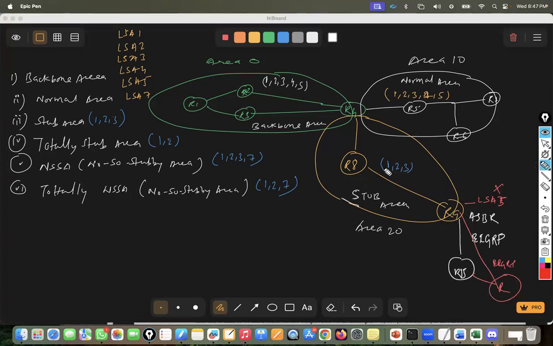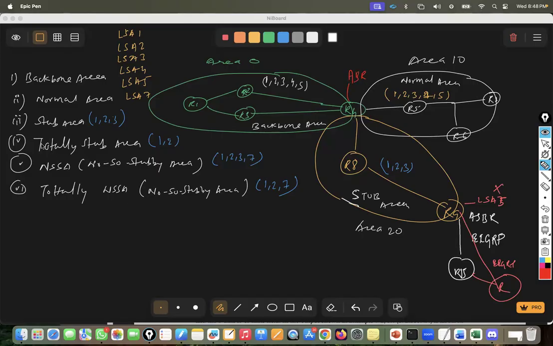Now understand, in this particular scenario, who is going to generate LSA 1? Everyone, meaning R8, R9, and R4. These all three are going to generate it. And who is going to generate LSA 2? Whatever DR we have. And who is going to generate LSA 3? The ABR, R4. That is going to be the ABR.